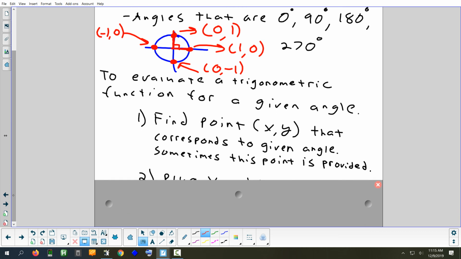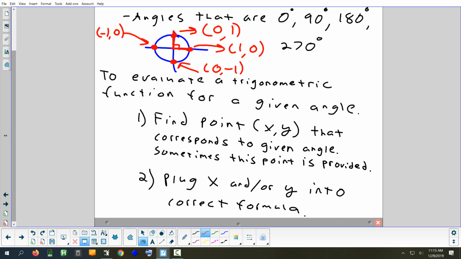So, step 1, find the coordinate. Step 2, plug your coordinate into the formula. Which formula? Whichever one they want to know. If they want to know sine, you need the y value. If they want to know cosine, you need the x value. If they want to know tangent, you'd need the y divided by the x.